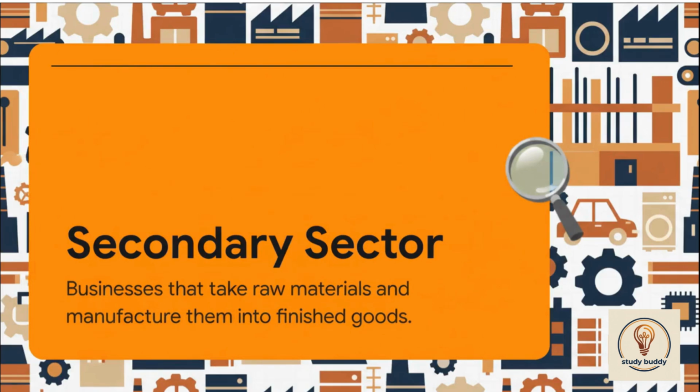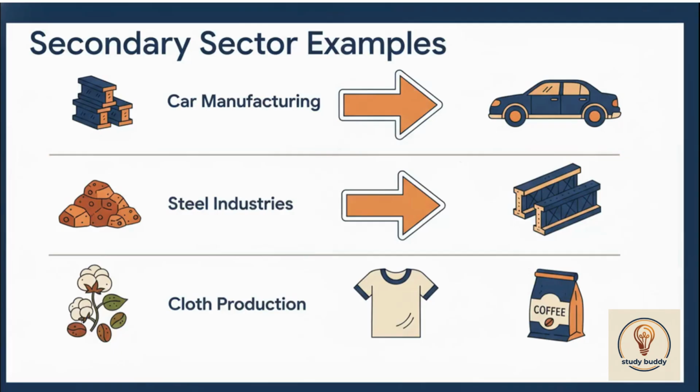Okay, so we've got our raw materials. What happens next? Well, that brings us to the next stage, the secondary sector. This is where businesses take all those raw materials from the primary sector and turn them into something else. This is the world of manufacturing, of making, of building stuff. And the key word here is transformation.